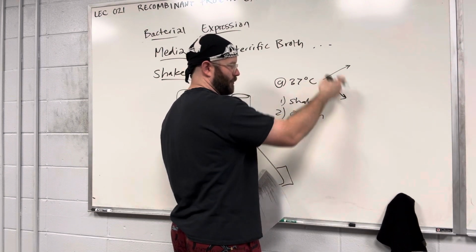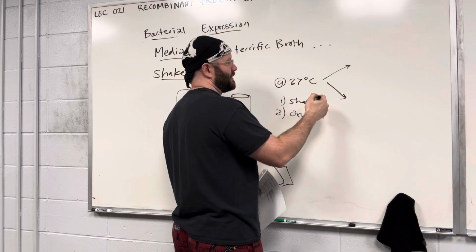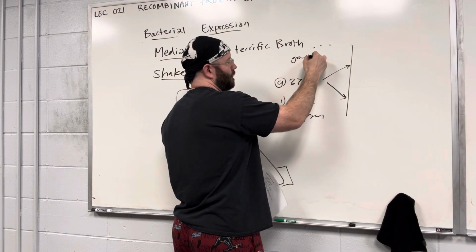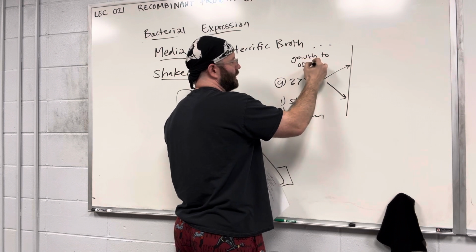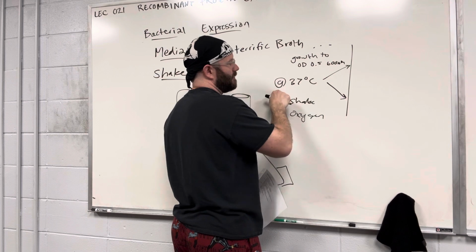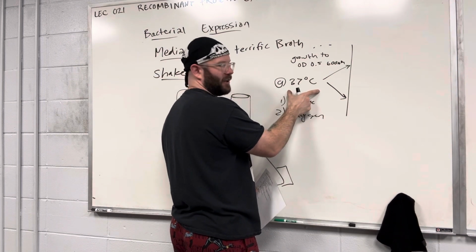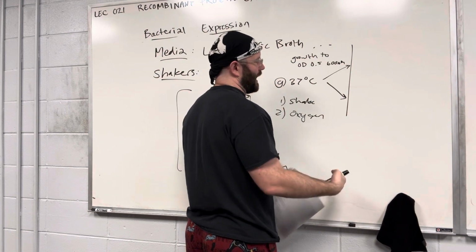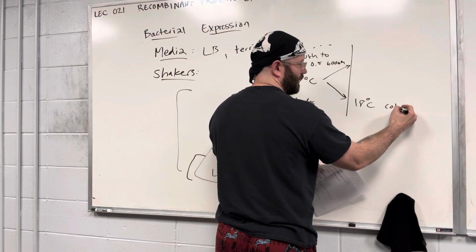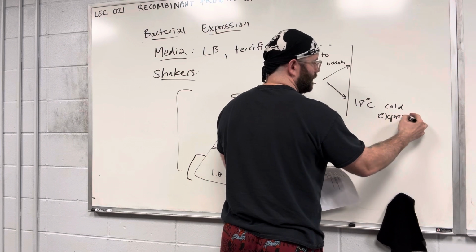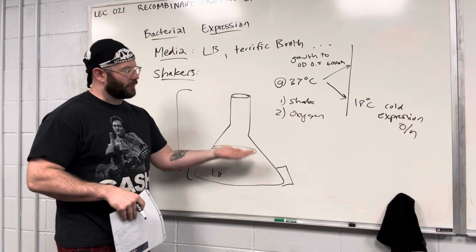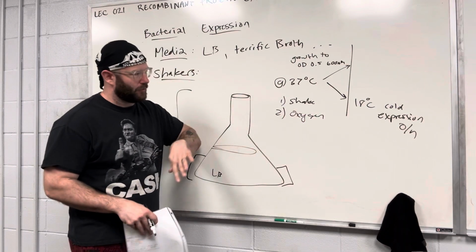Some people will change the temperature that the expression happens. So if the first part is growth, so essentially growth to OD 0.5, 600 nanometers. In that phase, oftentimes you're just growing at what E. coli likes, 37. But then after you add the inducer, sometimes people will shift to like 18 degrees Celsius, so like a cold expression overnight.